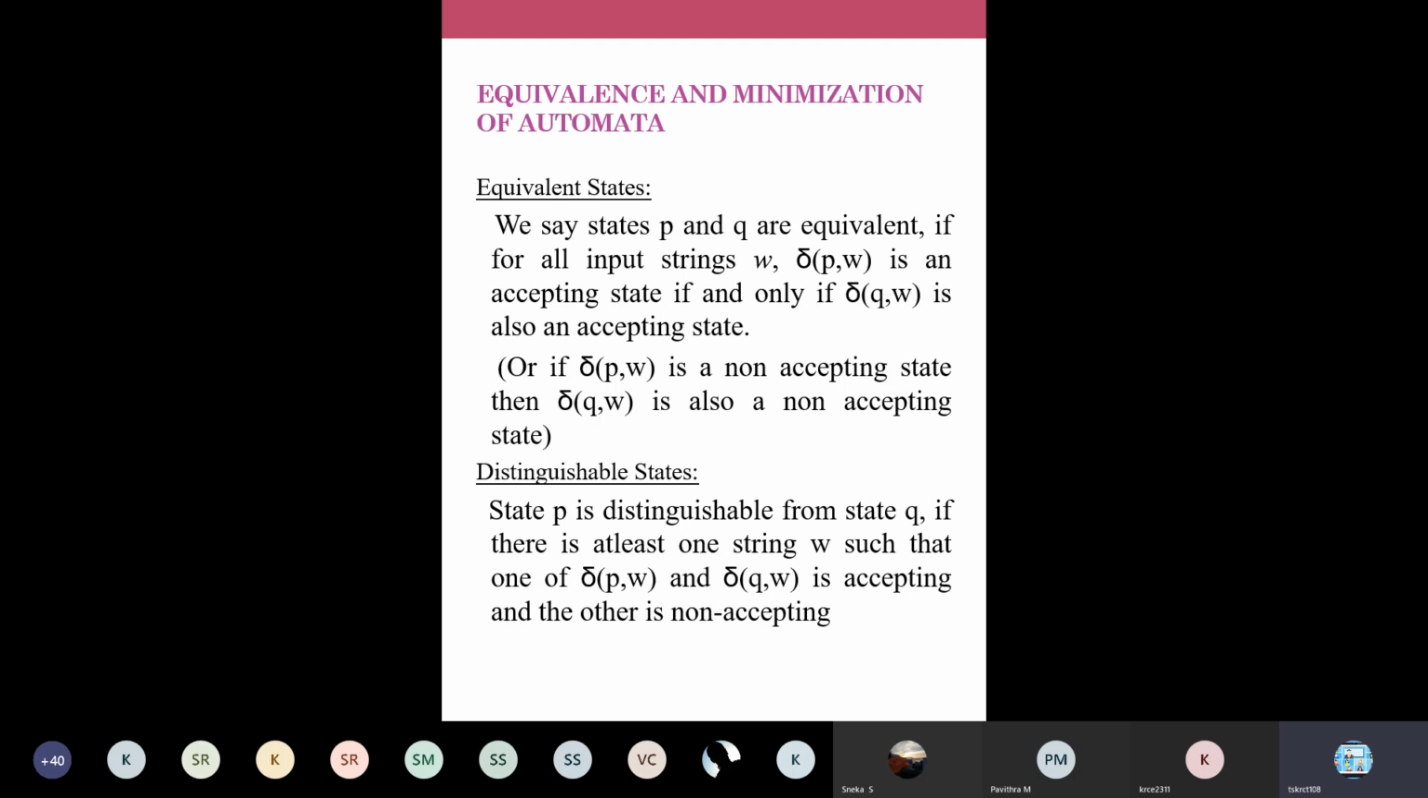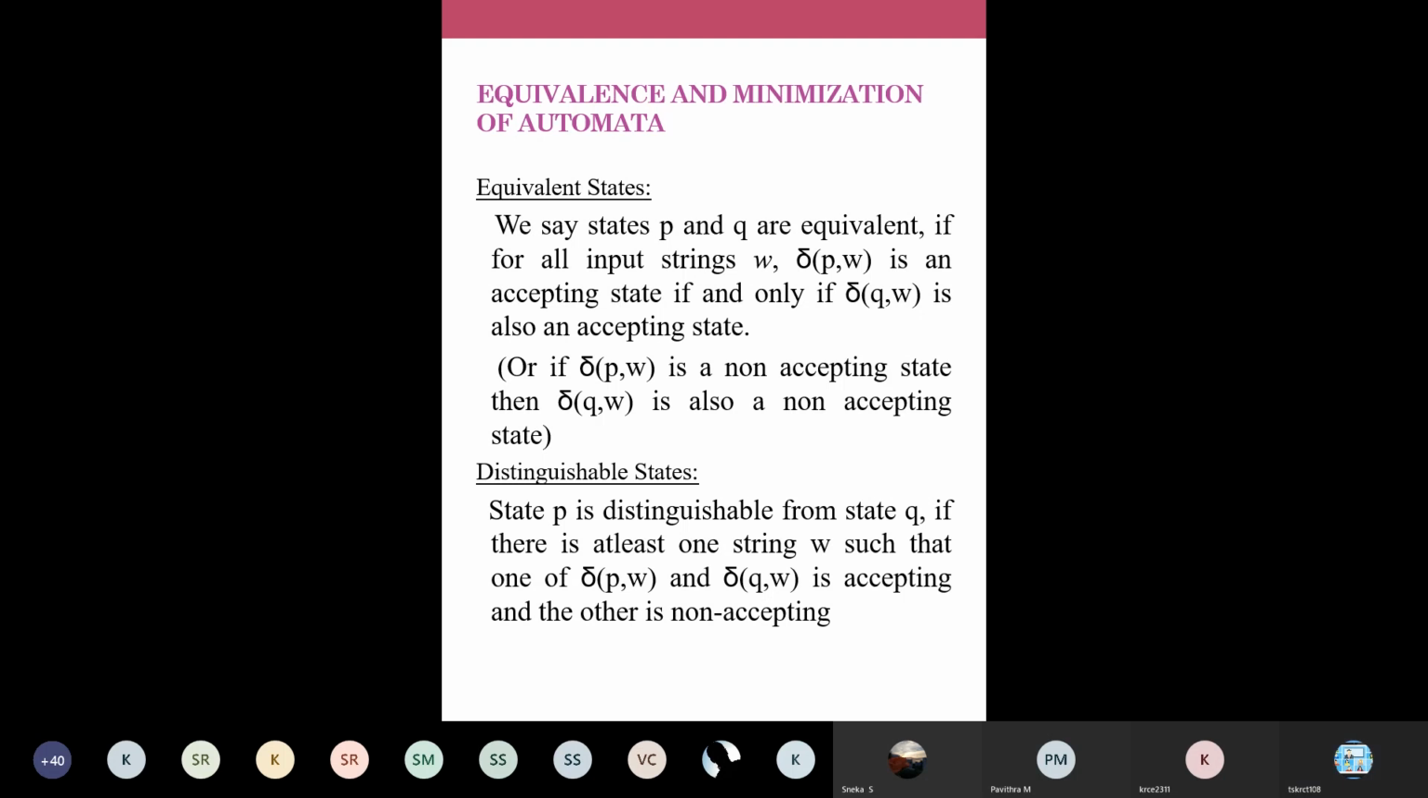That is the rule. That's why it's given in the bracket: if delta of P comma W is a non-accepting state, then delta of Q comma W is also a non-accepting state. It should be similar. If applying on P gives non-accepting, then Q must also give non-accepting; if P gives accepting, Q must give accepting. If it is similar like this, whatever string you give, and the transitions are the same for both, you can say that P and Q are equivalent states. So you have to try all possible strings. We may have to apply a maximum number of strings. If for any string the transition is similar, you can conclude these two states are equivalent, and in the final step we'll remove that.